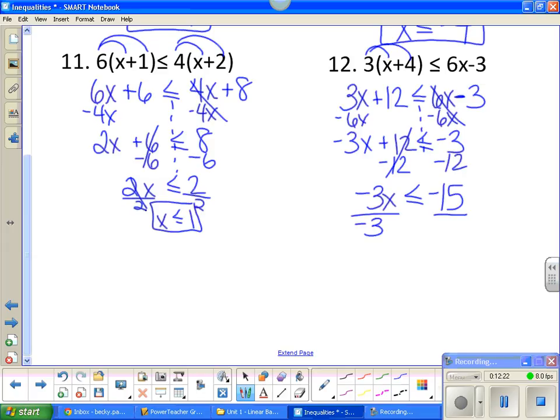Divide by a negative 3. Do I flip? Yes, because I'm dividing by negative. That makes me flip my sign. A negative 15 divided by negative 3 is a positive 5. X is on the left-hand side. I don't have to flip anything at the end. All is good.